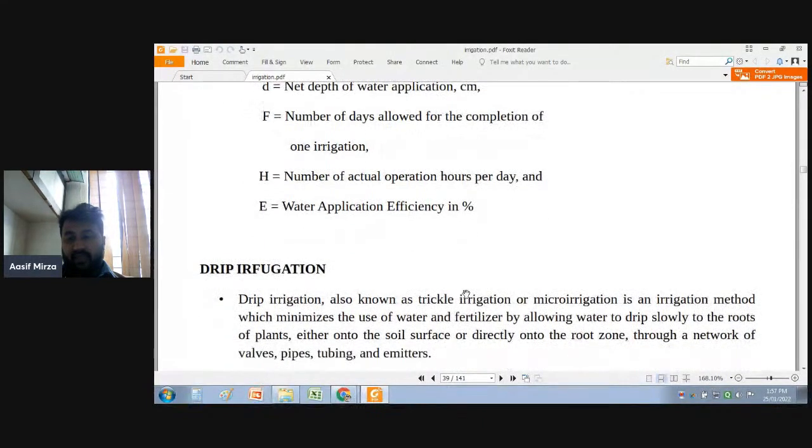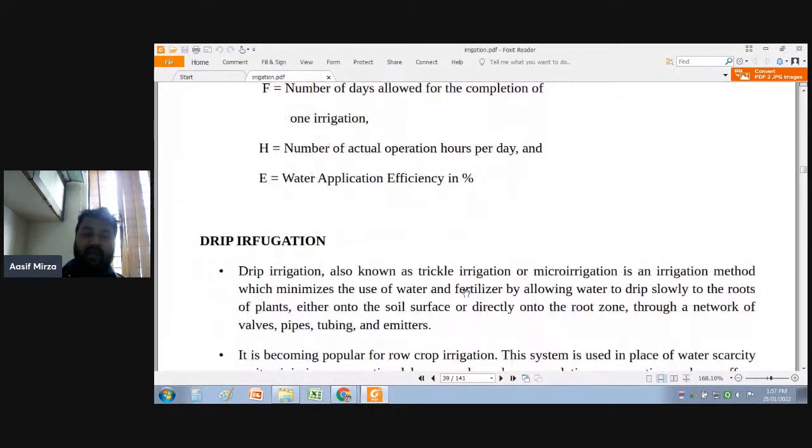Now moving to the next method, that is drip irrigation. Drip irrigation, also known as trickle irrigation or micro irrigation, is an irrigation method which minimizes the use of water and fertilizer by allowing water to drip slowly to the roots of the plants, either onto the soil surface or directly onto the root zone through a network of valves, pipes, tubing, and emitters.